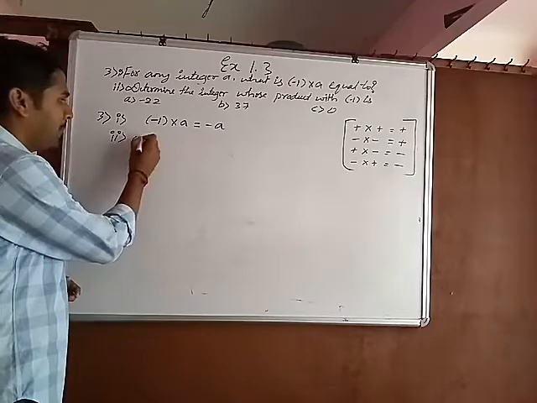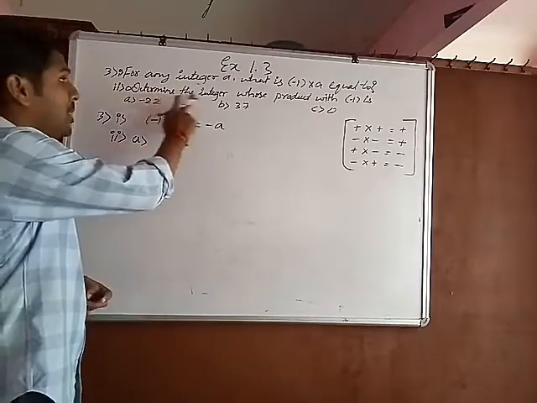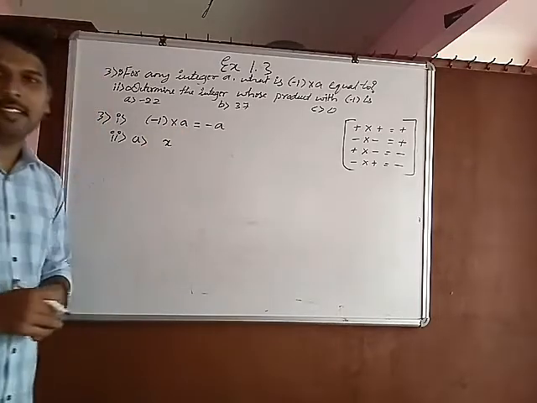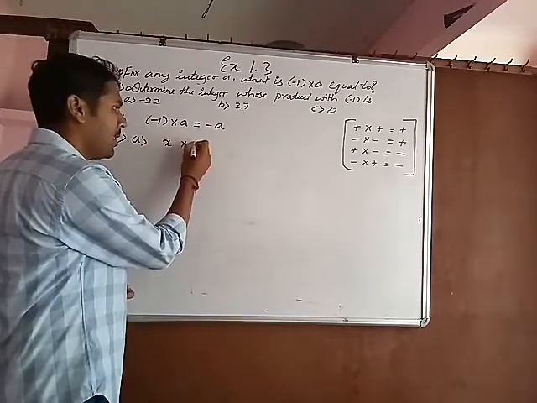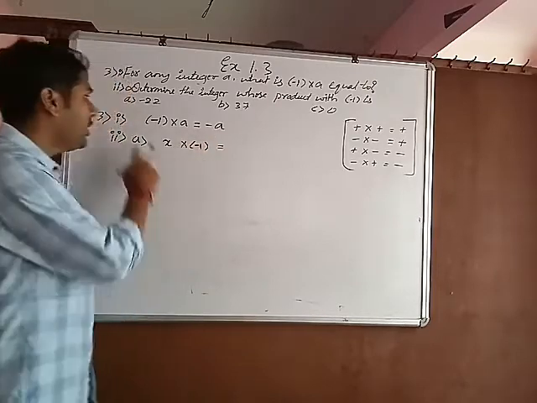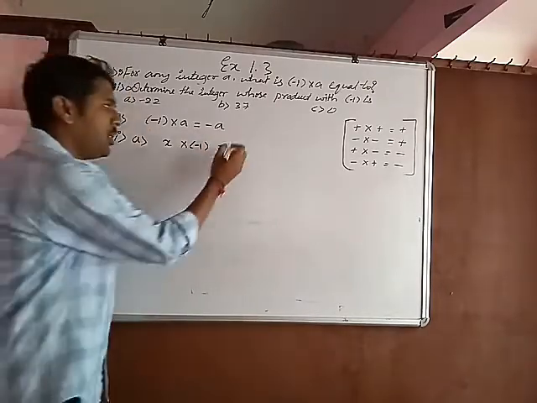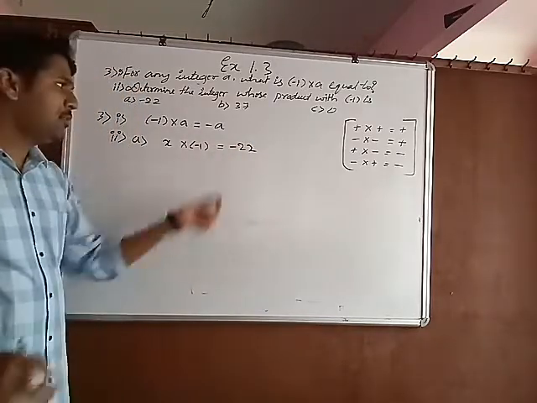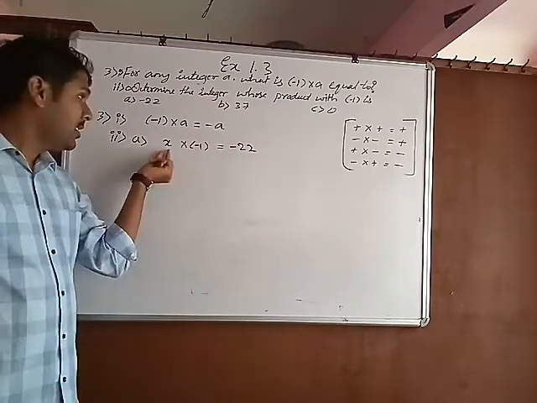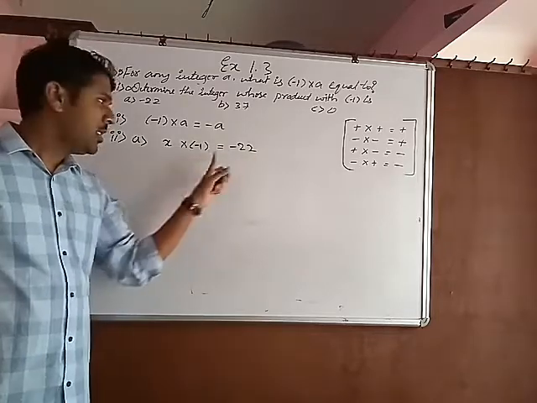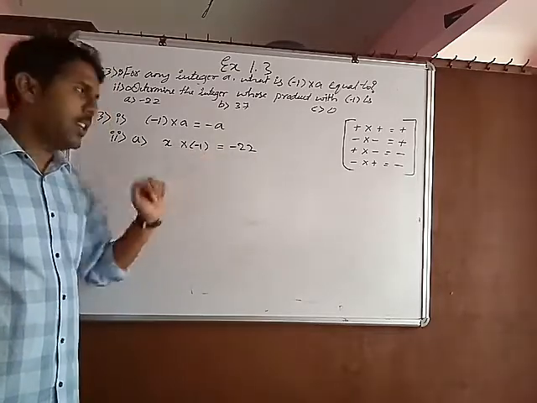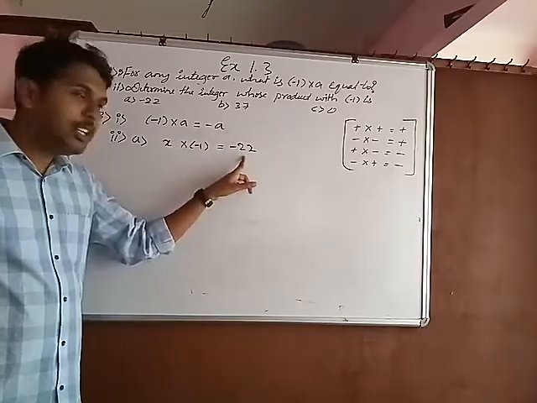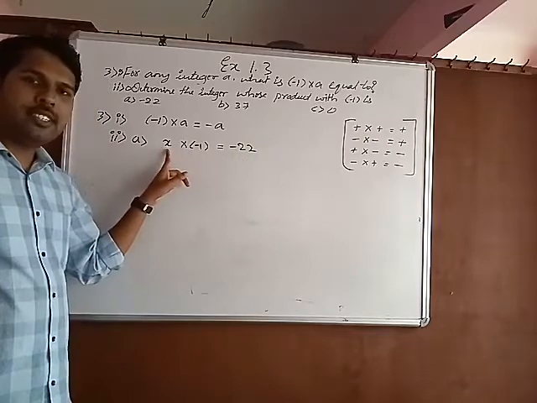So how to solve this one? Determine the integer. You don't know that integer, so take it as x. x into minus 1. They have already given the product value, minus 22. So how to solve this one? First leave the sign. x into 1 equals 22. 1 is the multiplicative identity, so if you multiply 1 to any integer, you get the same integer. Here 22 is there, so x is also 22.